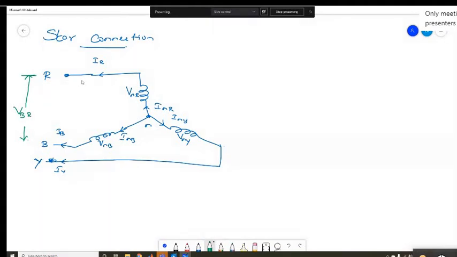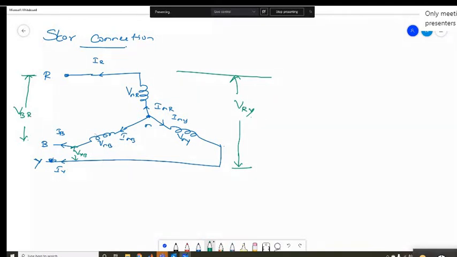Here between B and Y, let's say the voltage is denoted as VYB. In the same way, the voltage between R and Y, or Y and R, is denoted as VRY.